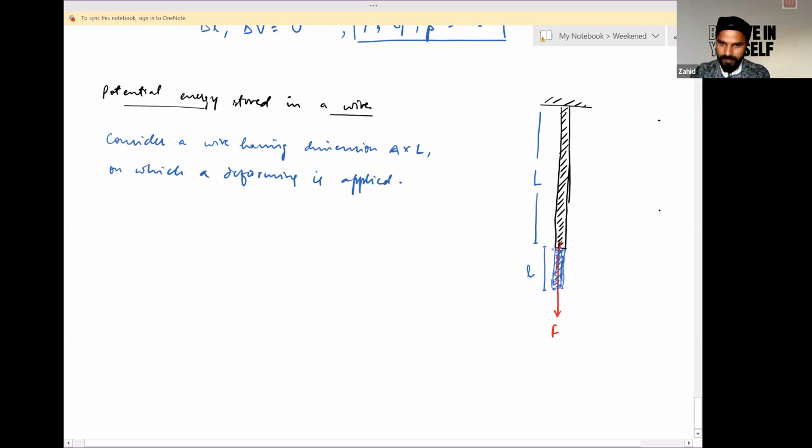Let's suppose this particular deformation, total small l, may have been achieved stepwise. So initially it will be from this point to this point, then till this point, and then till this point. So in the last step, from this point to this point, I'm taking as dy, and the rest of the term from this point to this point, let's say y.